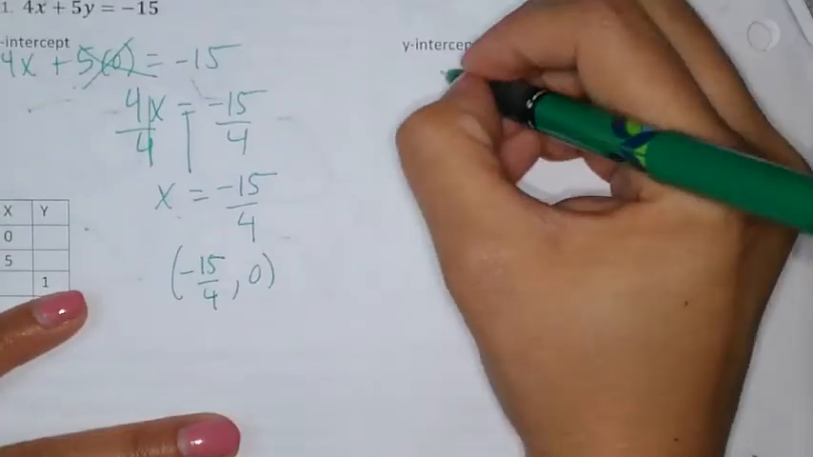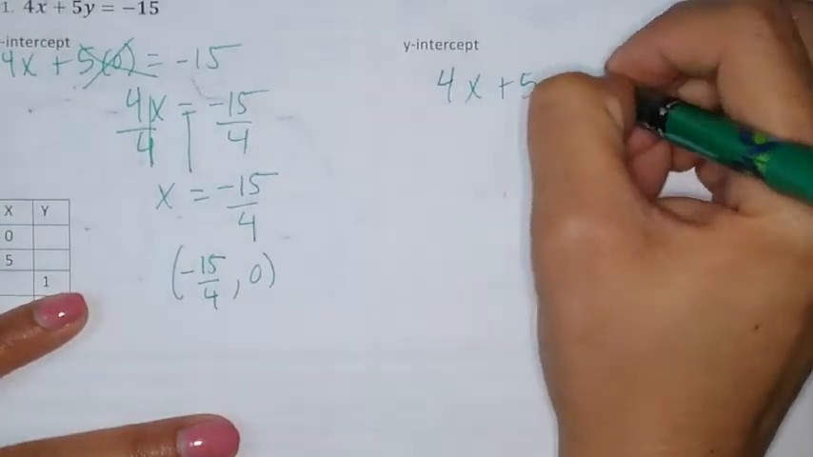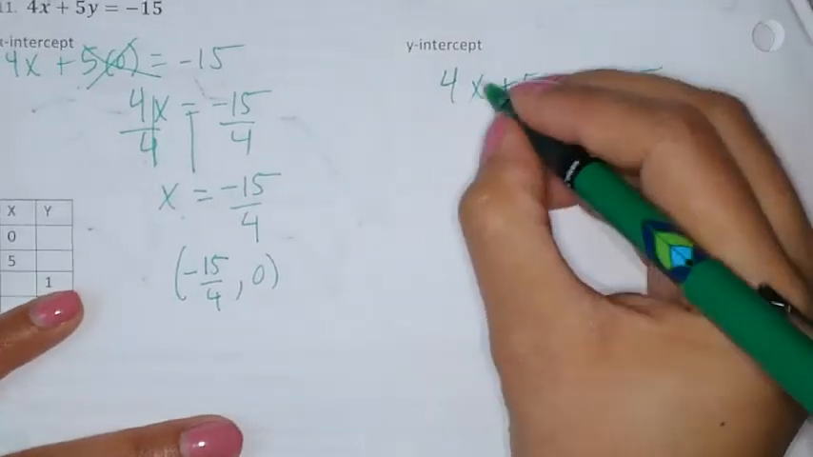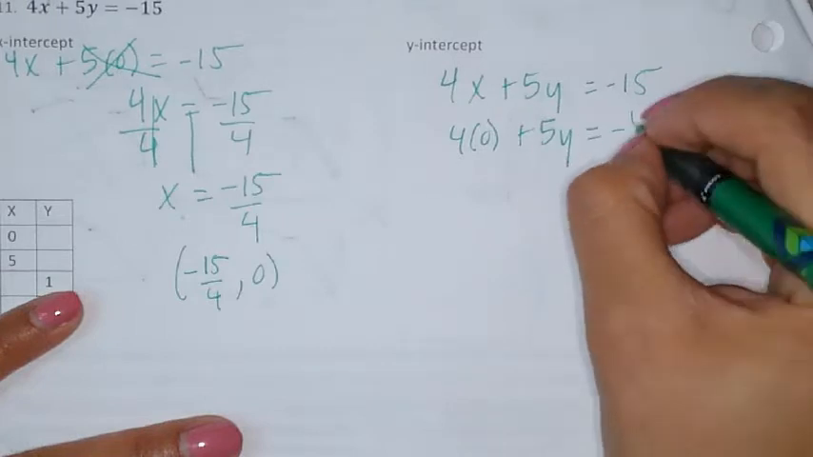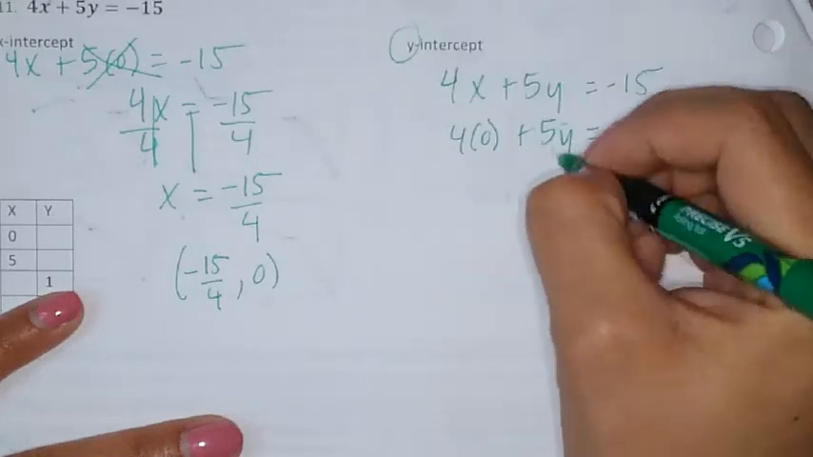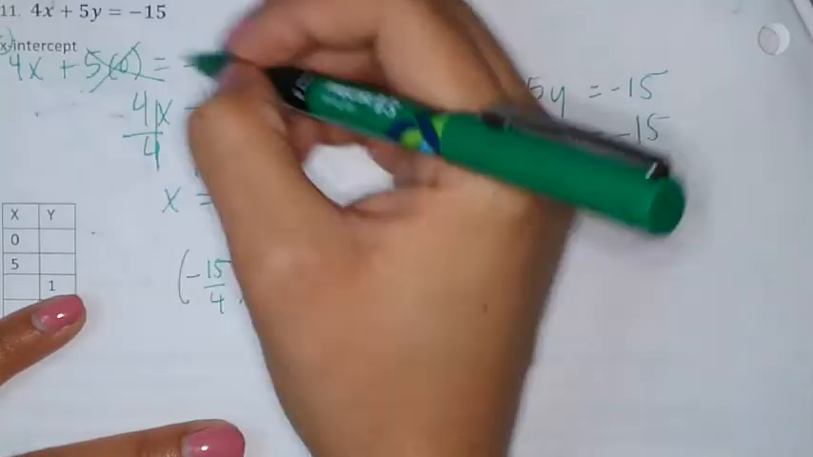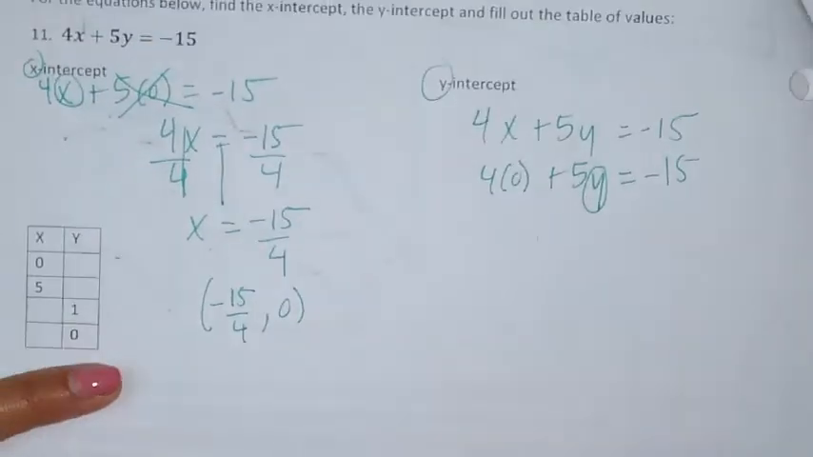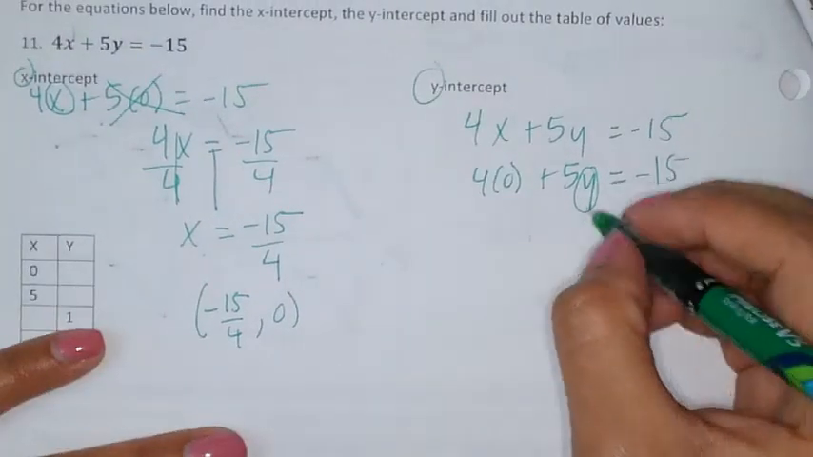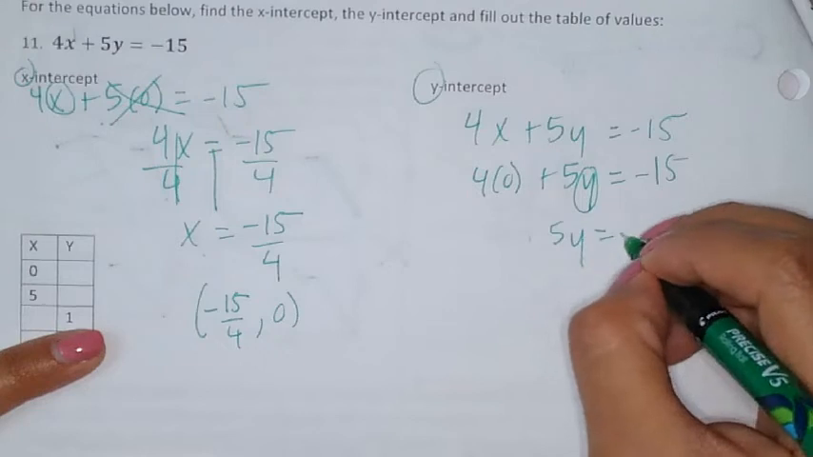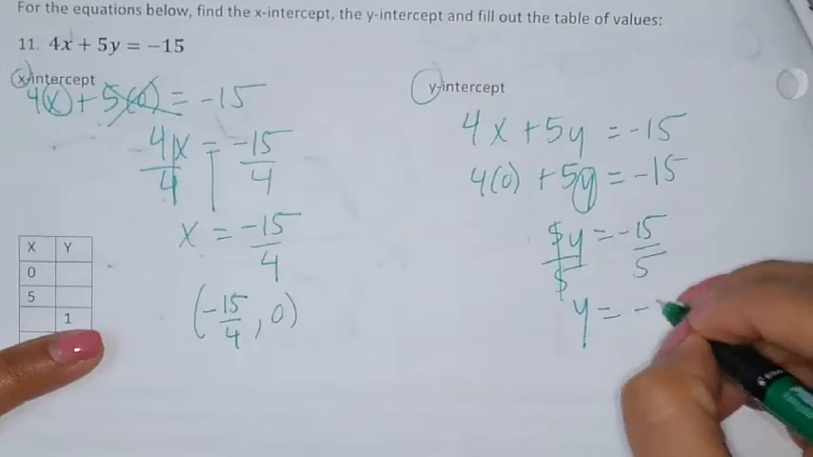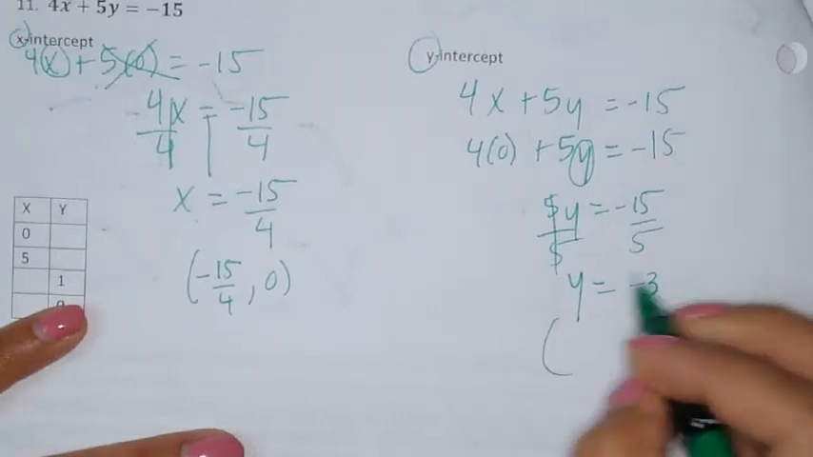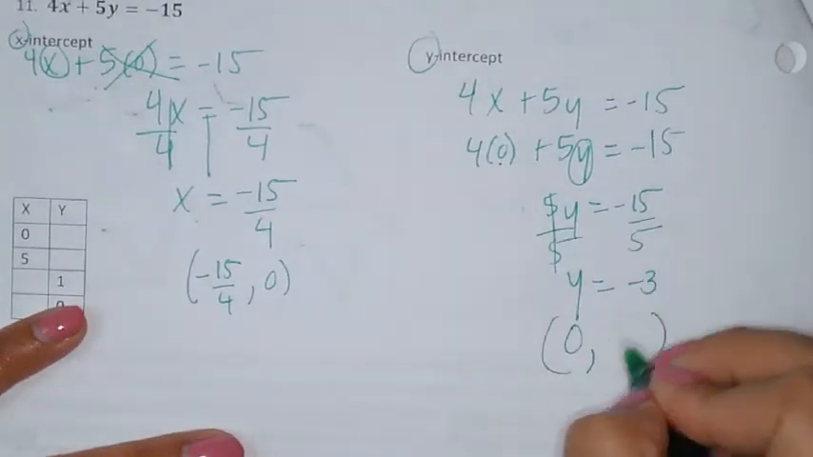The y-intercept, I have to make x be 0, so I can solve for y. Y-intercept, solve for y. X-intercept, solve for x. So here, I have 5y equals negative 15. Y equals negative 3. So as a coordinate point, I made x be 0 and y is negative 3.